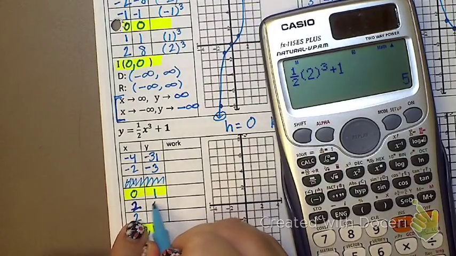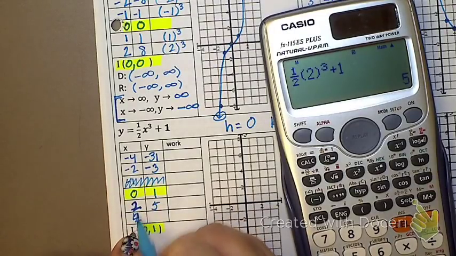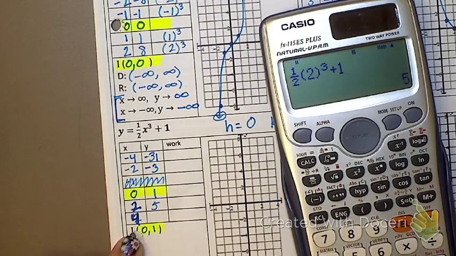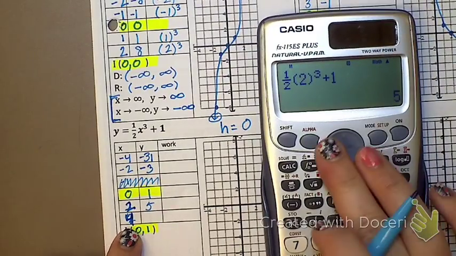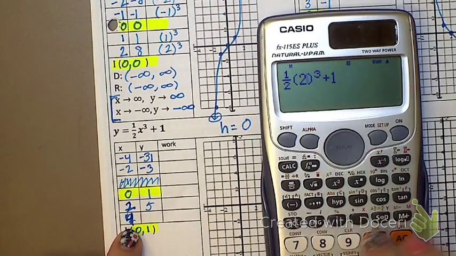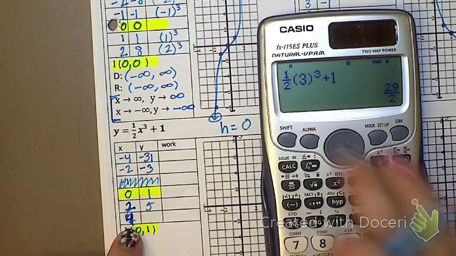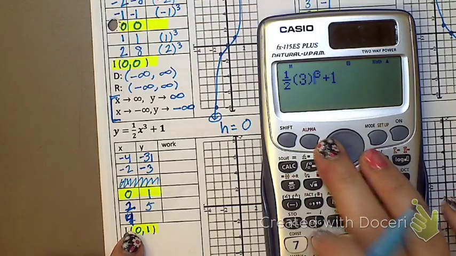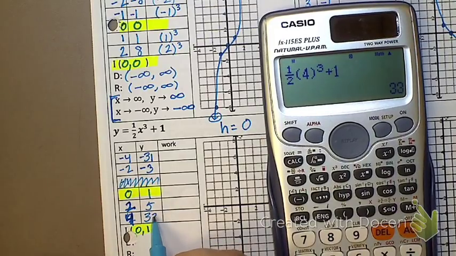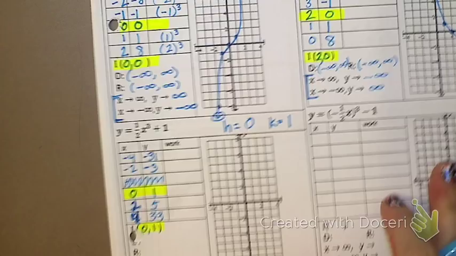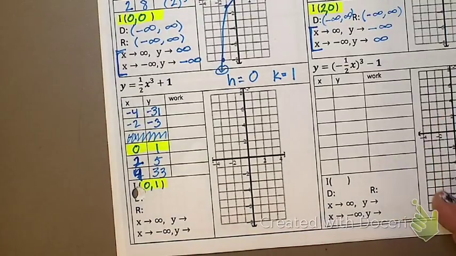And let's see, it gives me 5. And I think the next one that's going to work is 4. Why do you think I have all these even numbers? Because even numbers cut in half nicely. Just to show my point, 3 doesn't give me a nice number, but 4 does. Gives me 33. Okay? So, I can't plot negative 4, negative 31 on my graph, can I?